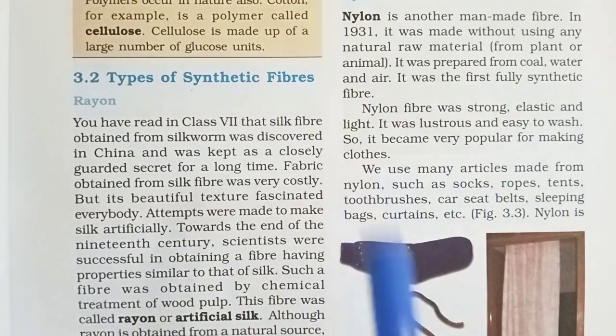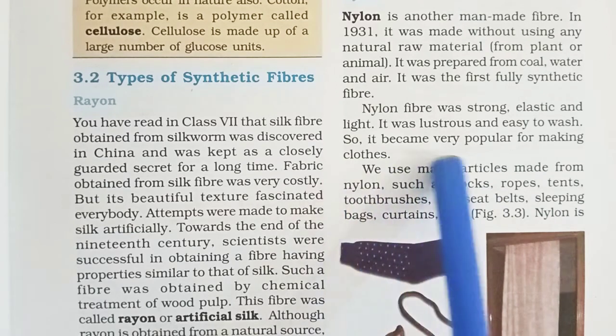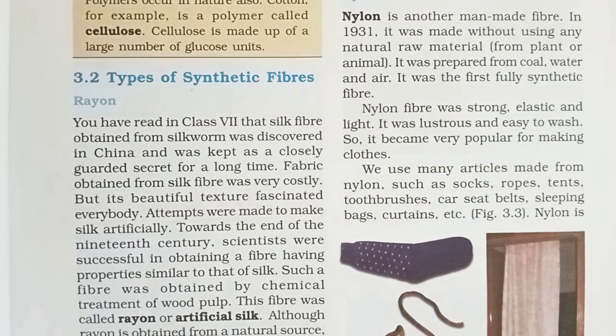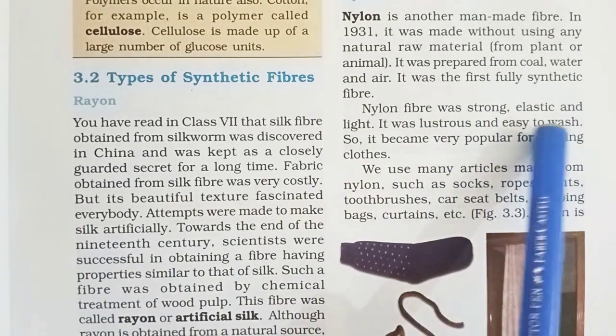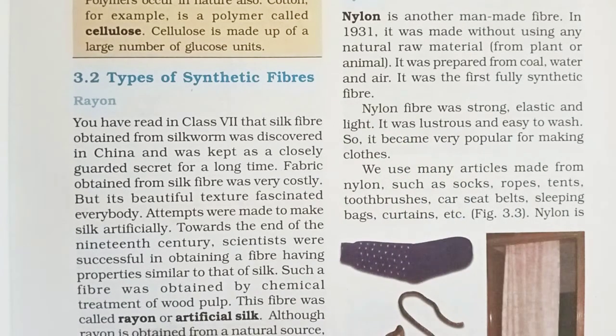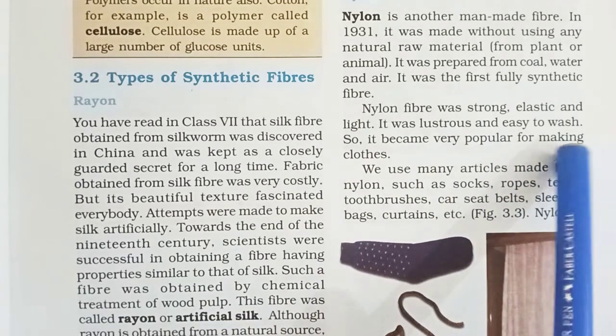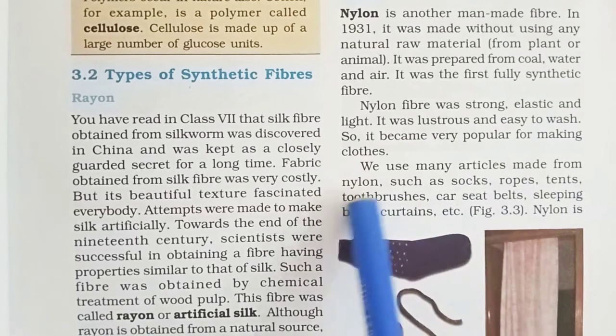See, these many properties have come for the newly invented fiber. So it became very popular for making clothes. It is cheaper, it is strong, it is elastic, and it is light, and it has a luster also. That means it has a shiny texture, and it is even easy to wash. So we use many articles made from nylon.